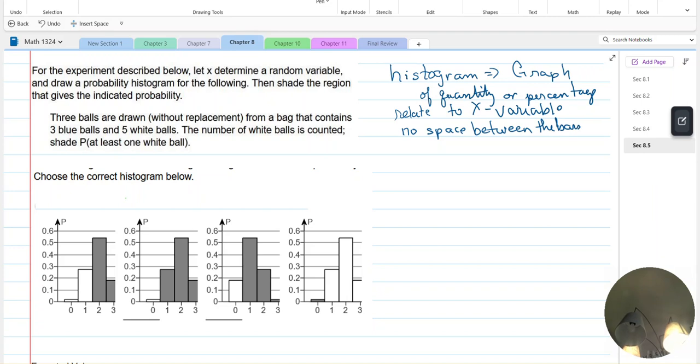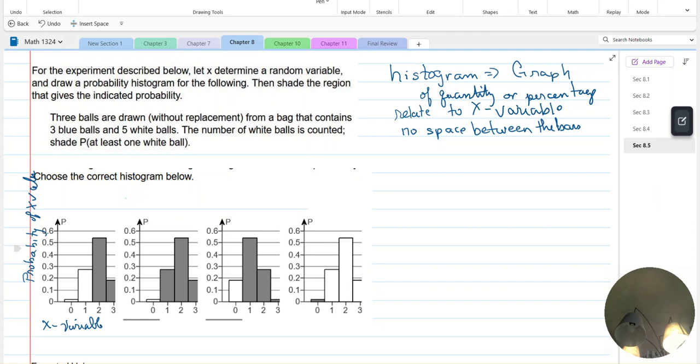So in this one, we notice that they're using probability of the x values. And here are my x variables in the graph. Now that we understand what the histogram is, we're going to read the problem.